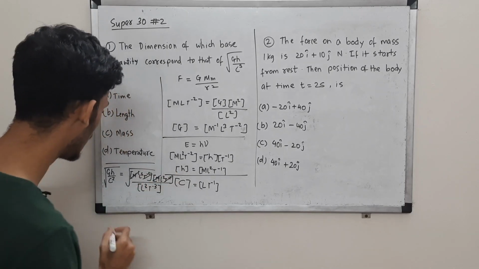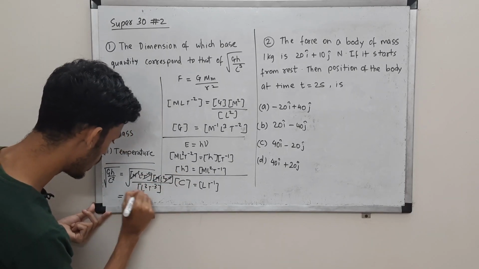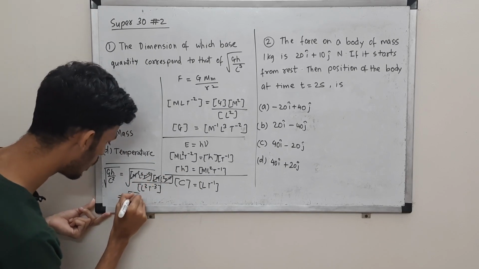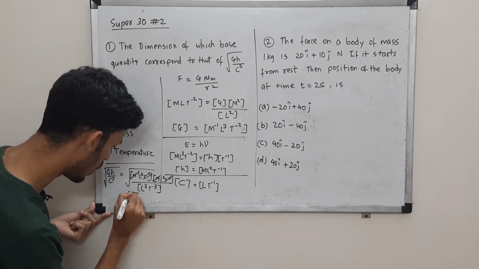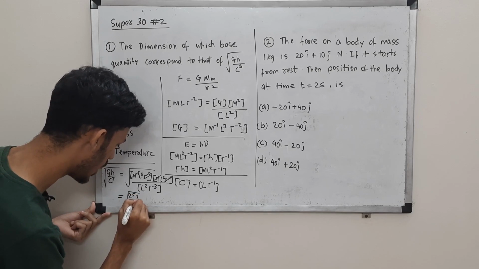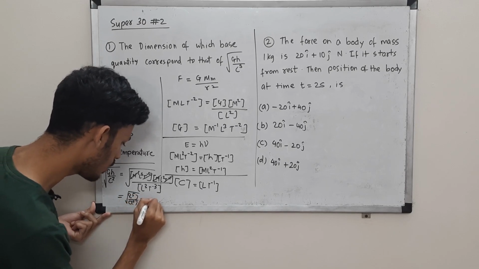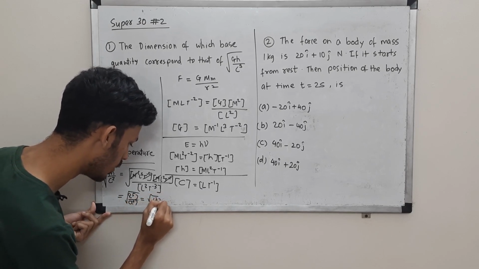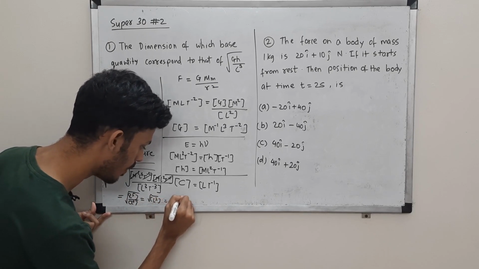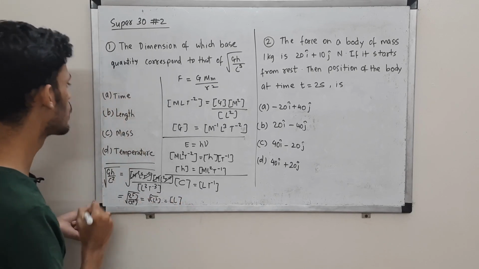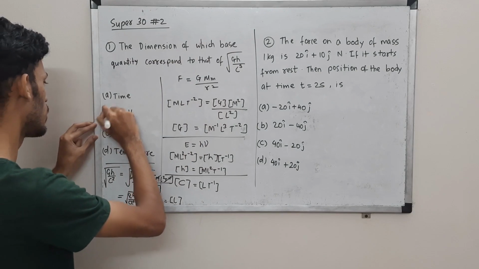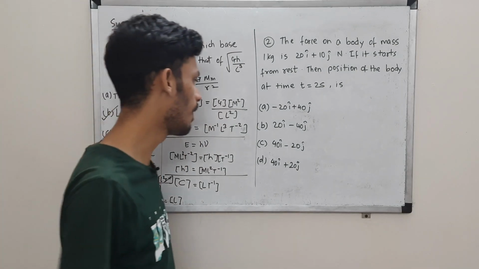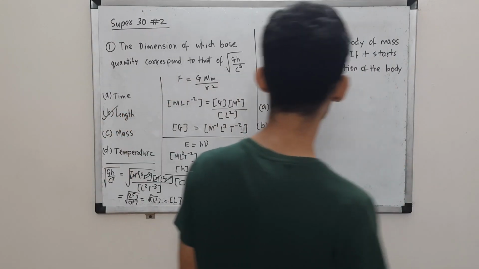So we are left with lengths. It will become L to the power 5 upon L to the power 2, L to the power 3. So that will make it the square root of L square, and that will give us the dimensions of length. So this corresponds to the dimensions of length. Option B is the correct choice over here.